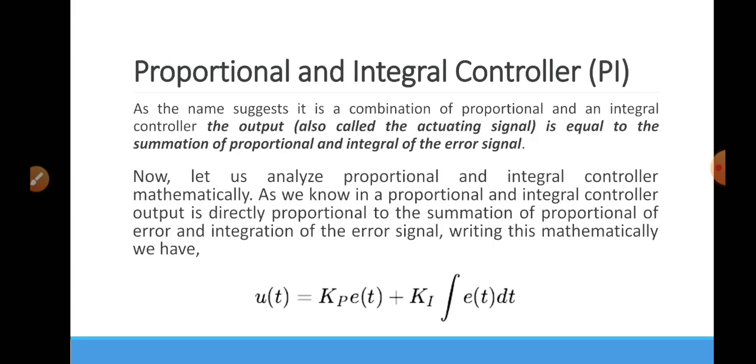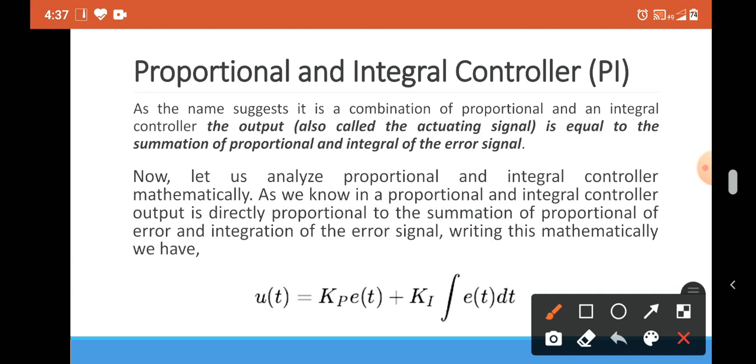Now let us go ahead and see the combination type of controllers, in which the first combination that we are going to study is the proportional and integral type of controller. Now, as the name suggests, you can guess what is going to happen with this proportional and integral controller. In a proportional and integral controller, the output, which is also known as the actuating signal, is equal to the summation of proportional and integral of the error signal.